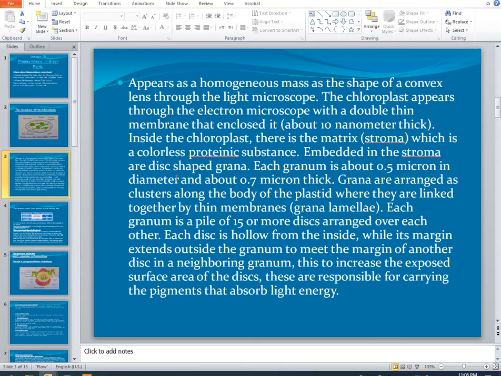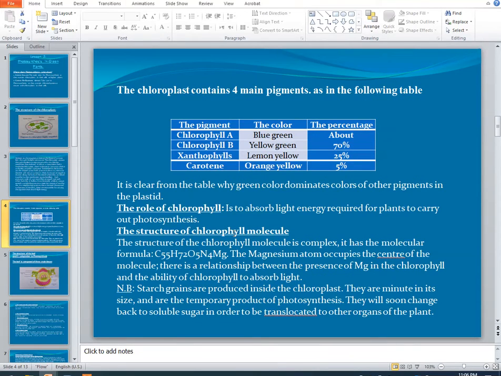Each disc is hollow from the inside, while its margin extends outside the granum to meet the margin of another disc in a neighboring granum. This is to increase the exposed surface area of the disc. This is also responsible for carrying the pigments that absorb light energy. As we know, chloroplasts contain four main pigments.